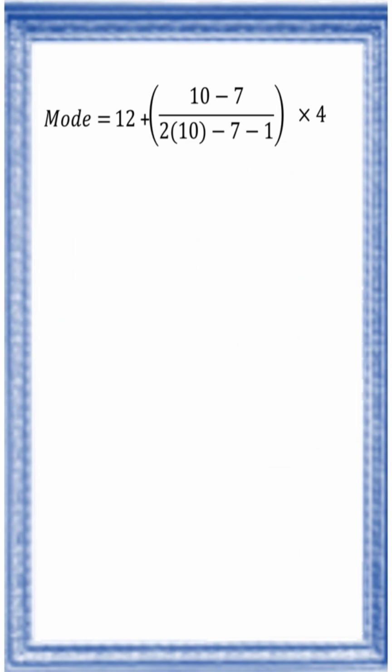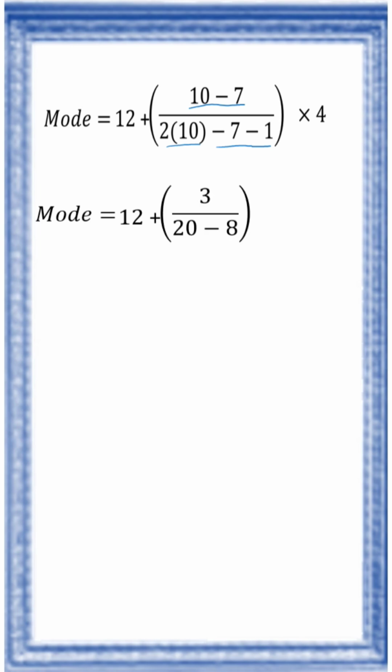Now let us calculate mode. How? 10 minus 7, this is 3. 2 into 10, this is 20. 20 minus 7 minus 1, that is minus 8. So now 12 plus 3 upon 20 minus 8 into 4. Now 20 minus 8 is 12. So mode is equal to 12 plus 3 by 12 into 4.